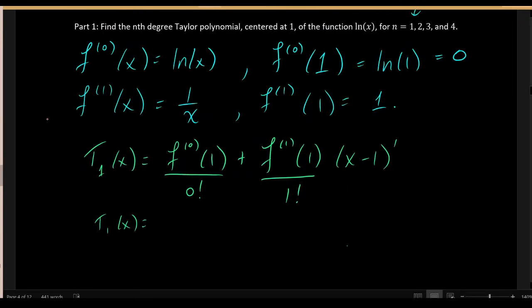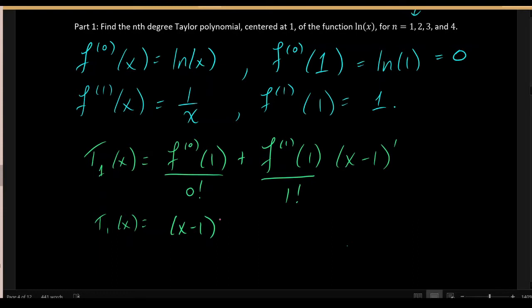So now, if we fill in the blanks of this general formula with the values that we've calculated for the derivatives, this 0th derivative was equal to 0, so that vanishes. The first derivative was equal to 1, so this becomes 1 times x minus 1 to the first power, or just x minus 1 to the first power.